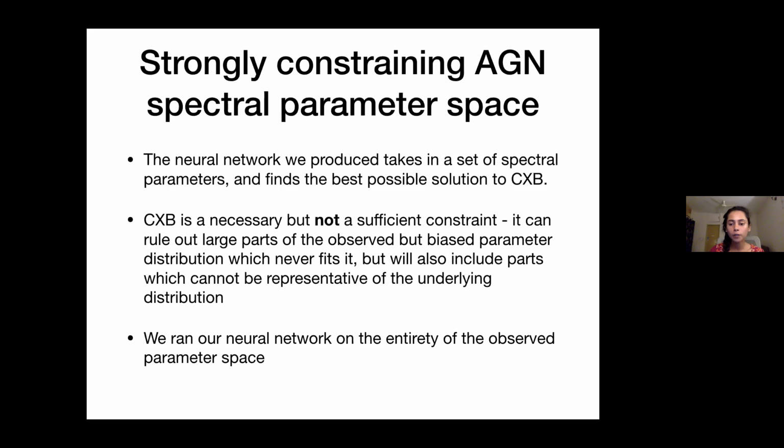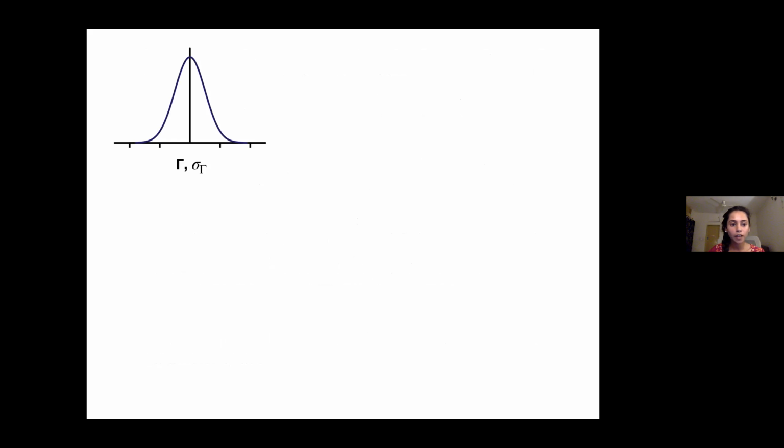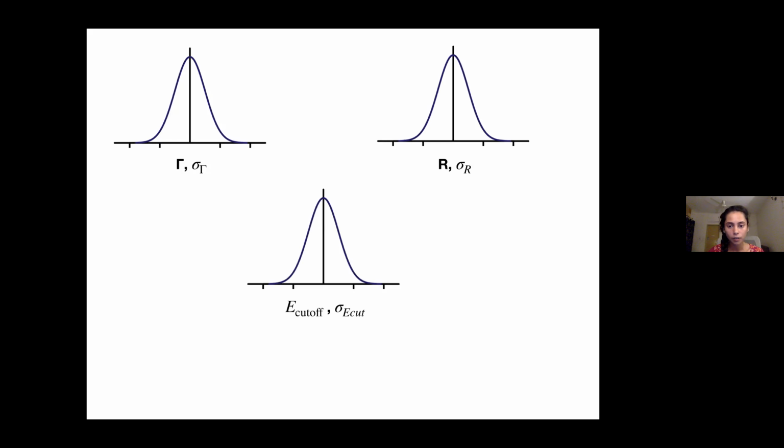We ran our neural network for the entirety of the observed parameter space and produced a probability distribution of how well each region fits the CXB. This neural network is available to be run online, and the link is provided in Ananna et al. 2020a. So the input parameters for this tool are the photon index gamma and the dispersion in gamma, the reflection scaling factor R, the dispersion in R, and the high energy cutoff E, and the dispersion in E.